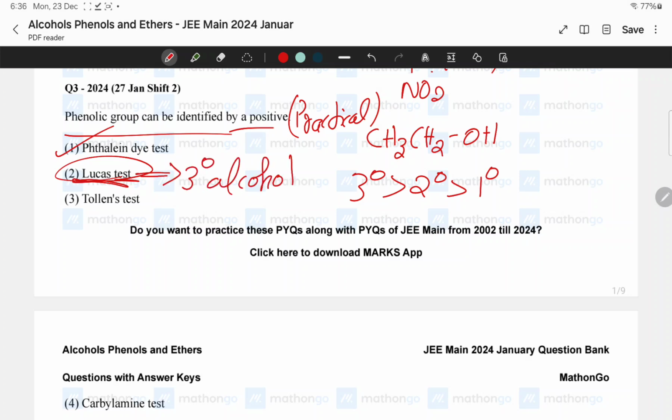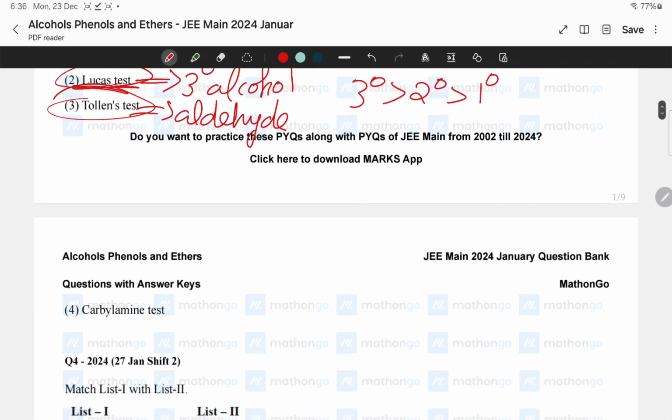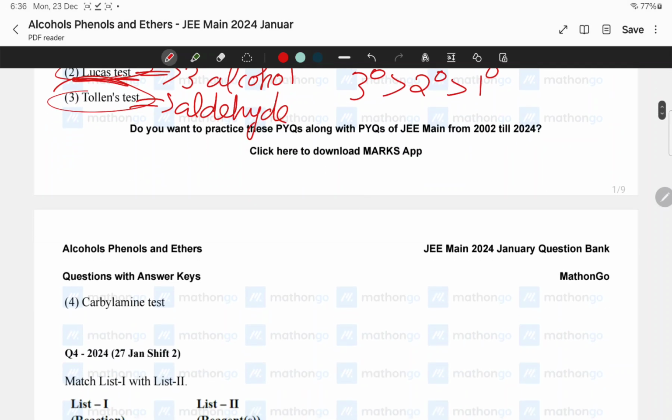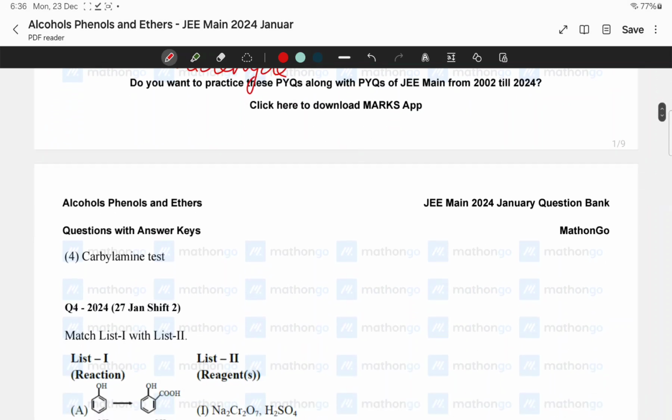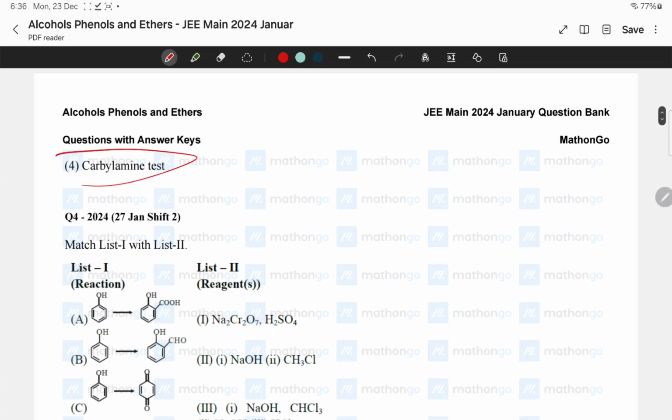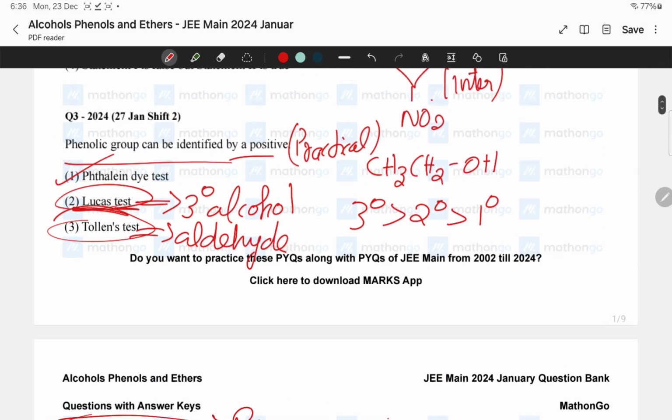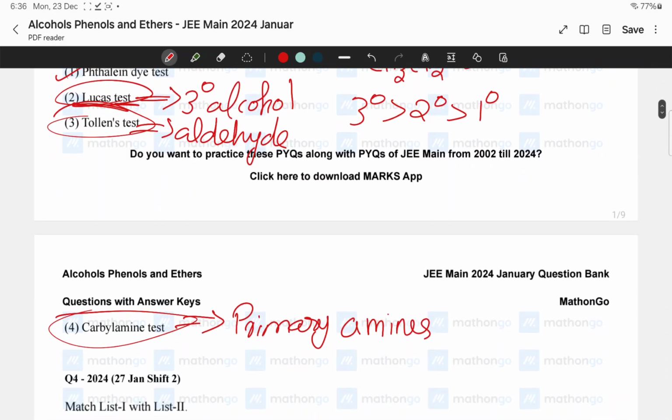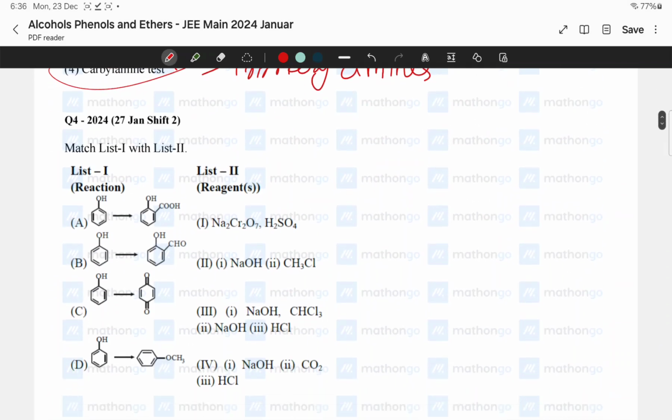Tollens' test is used to identify aldehyde groups. And the carbylamine test is used to identify primary amines. So the phthalein dye test is the correct answer. Yes, the phthalein dye test is the correct answer. Now question number 4.